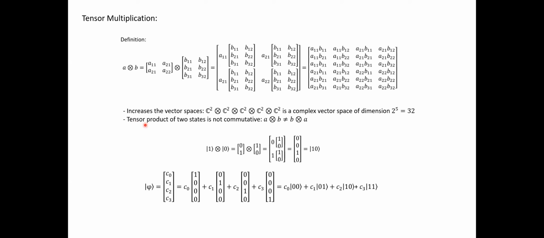Okay, one property of the tensor product is that it is not commutative. It means that A tensor B is different from B tensor A, and we will see why. So from the definition in the first slide again, let's multiply the state 1 tensor state 0. We remember the state 1 has this matrix, and if we perform the operation defined on the top, we have an output like this.